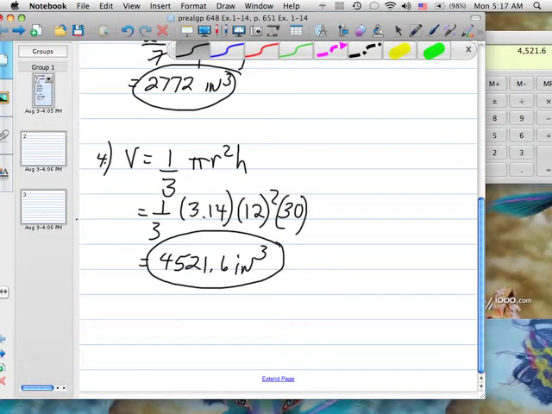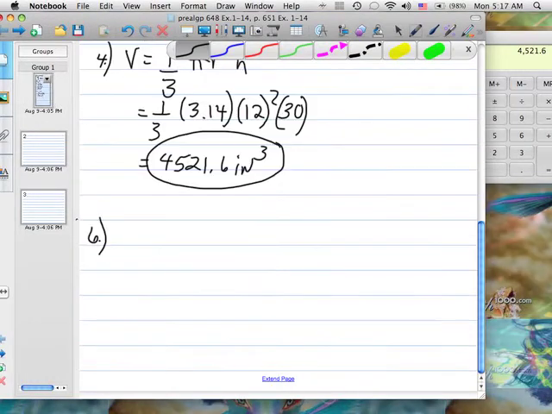Be real careful when you use your calculator. Be sure you're doing it correctly. You actually get the answer they have.